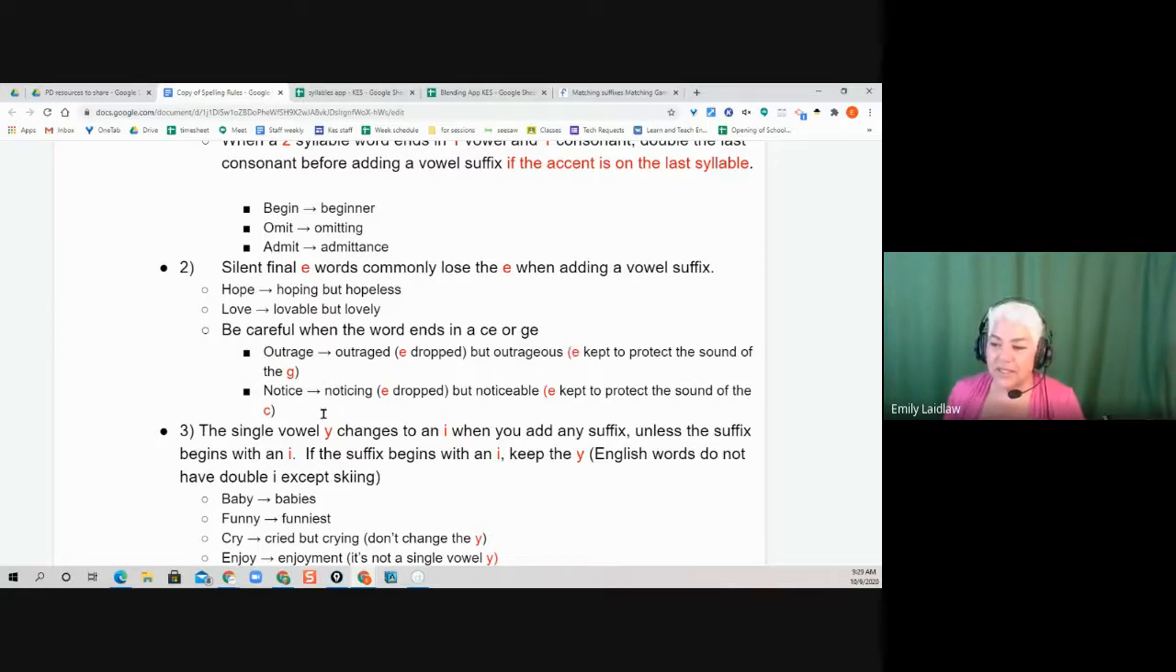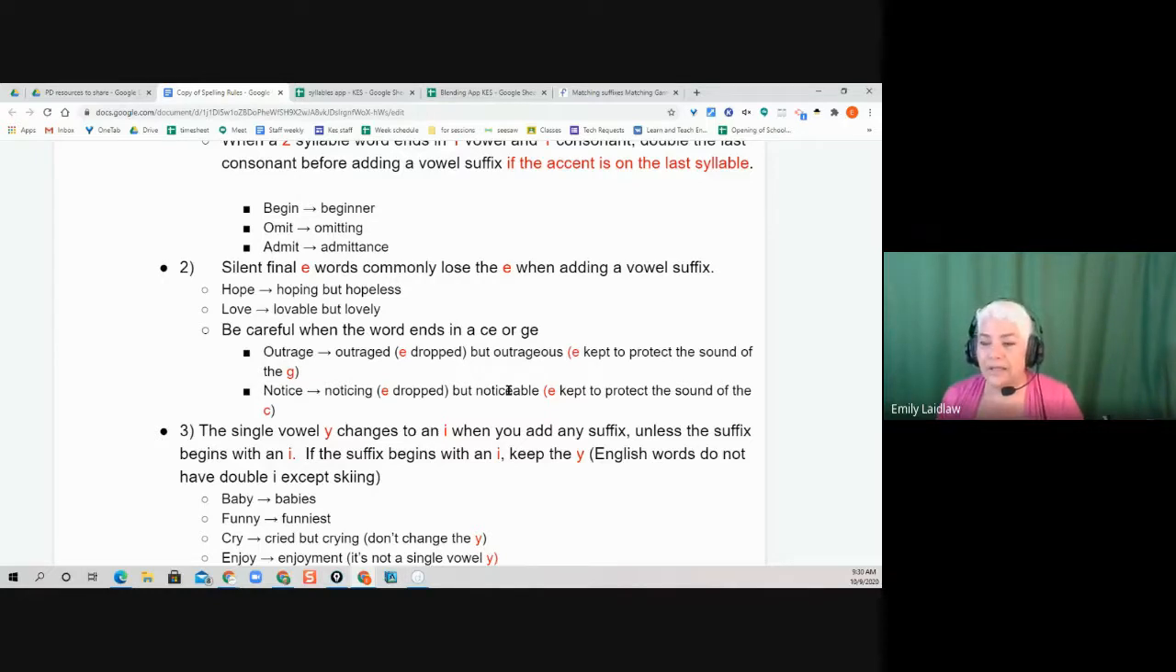And same thing here, notice. I dropped the E for noticing, but noticeable, I have to keep the E so it doesn't become noticeable. Okay. So I know that's a lot to process right now, but do you see how these rules apply to the spelling of the words? So some of these rules we just have to learn, we have to practice. That's part of the content of what we can explicitly teach.